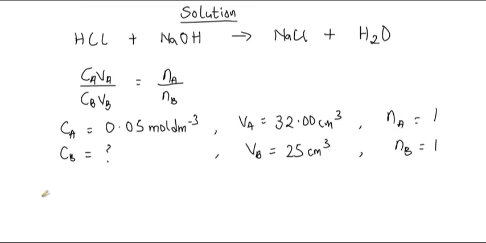Let's proceed. Having done this, the next thing to do is to make the unknown the subject of the formula. So the unknown here is Cb. So we'll be making Cb the subject of the formula. We have Cb equals CAVA multiplied by NB divided by VBNA.